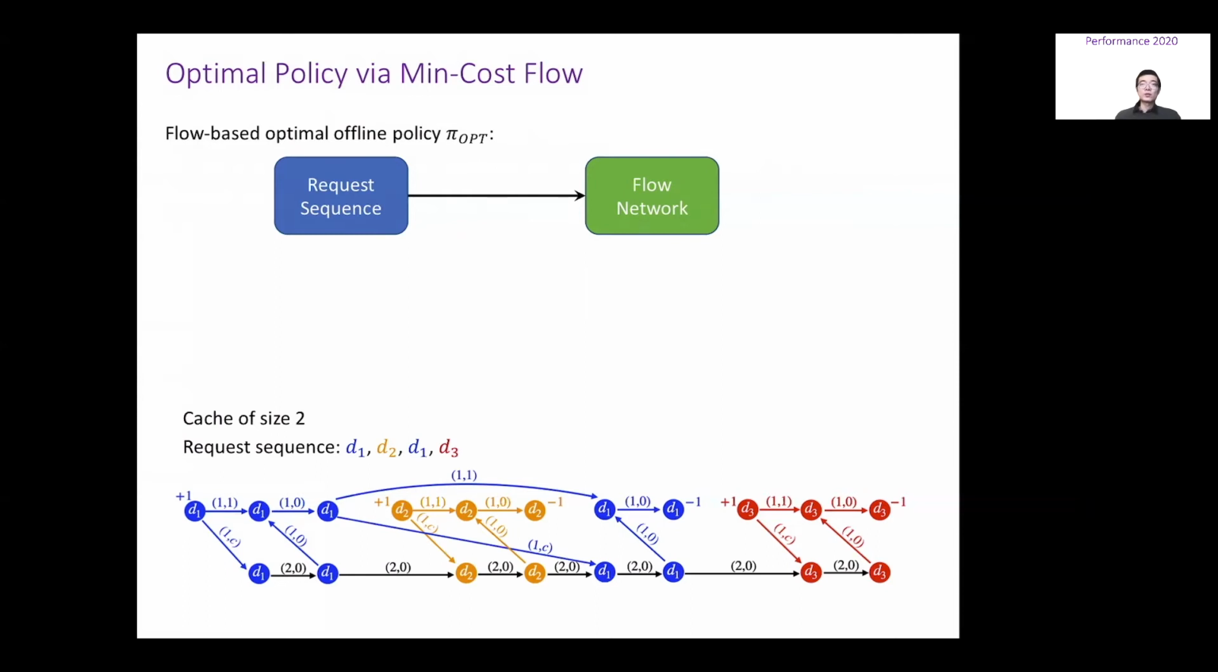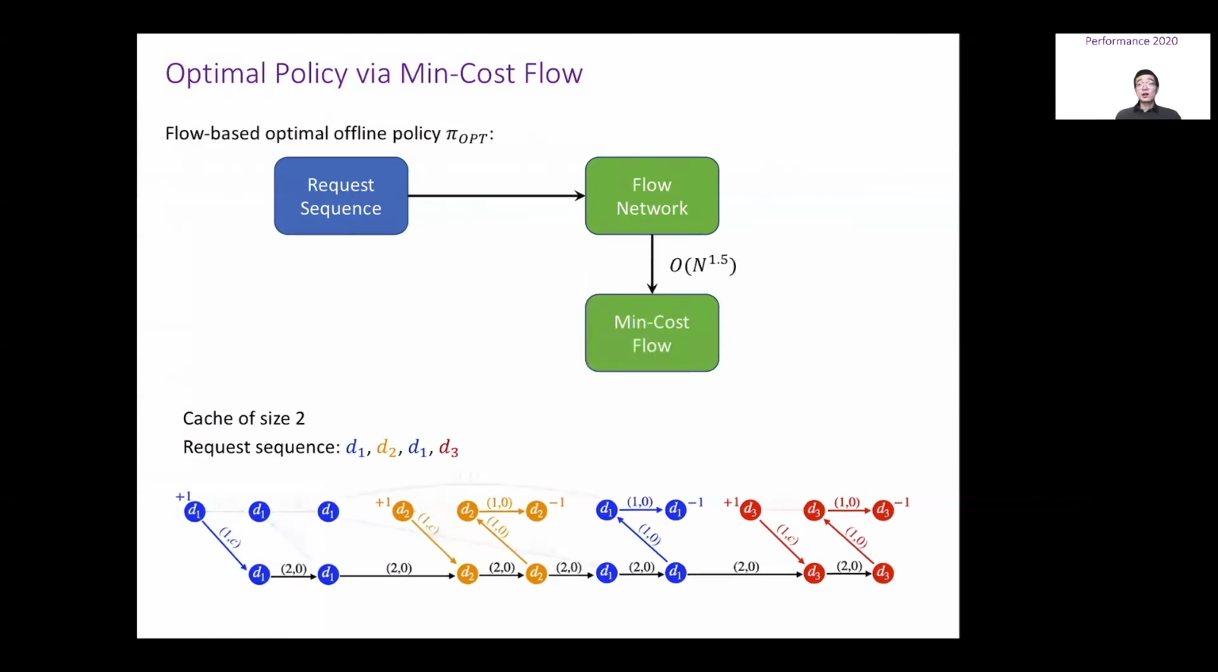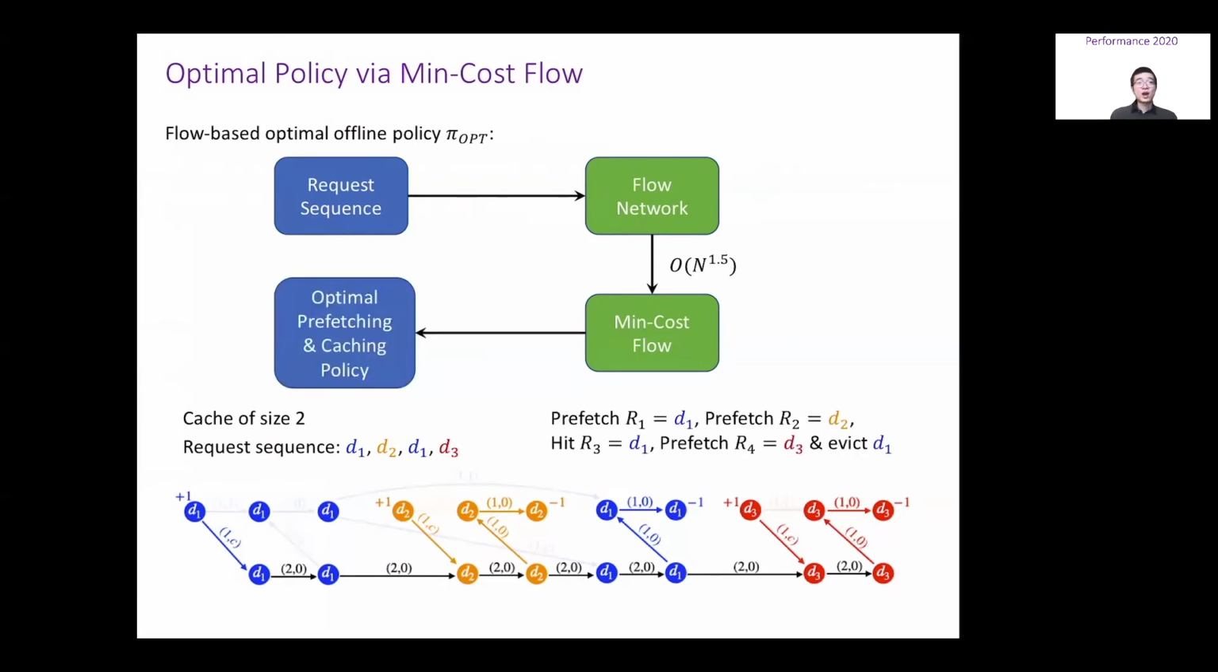Once we have a flow network, we can use existing algorithms to find the minimum cost flow, and the expected time for those algorithms is O(n^1.5). Here n is the length of the request sequence. Then, using the minimum cost flow, we can reconstruct the optimal prefetching and caching policy. And this is the basic idea of the flow-based optimal offline policy.